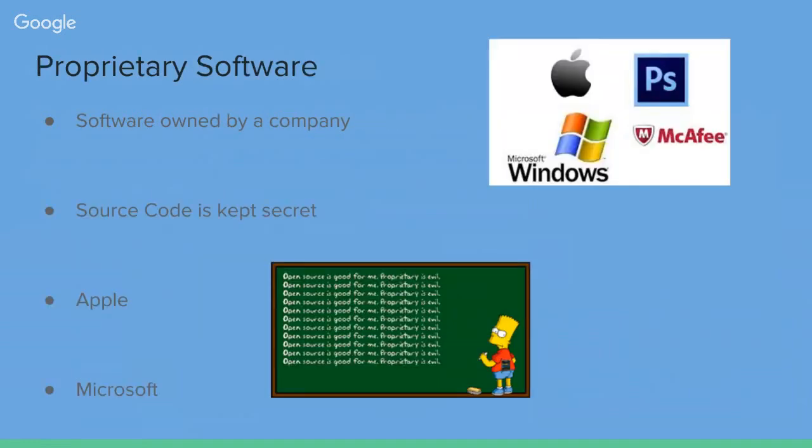So proprietary software. This is the opposite of open source software. This is software that's owned by a company. The source code is kept secret. And so the two big companies are Apple and Microsoft. You can't edit their software. Once you own it, you're stuck.